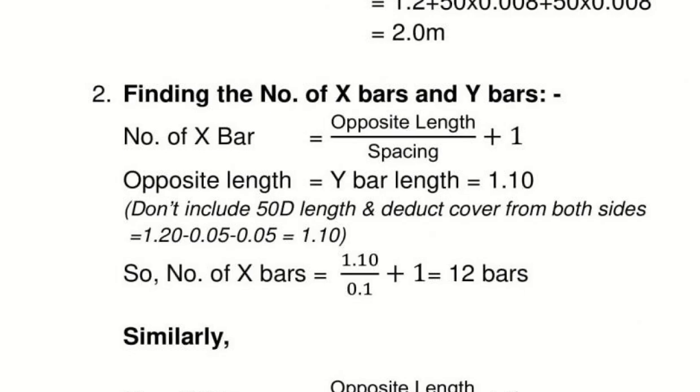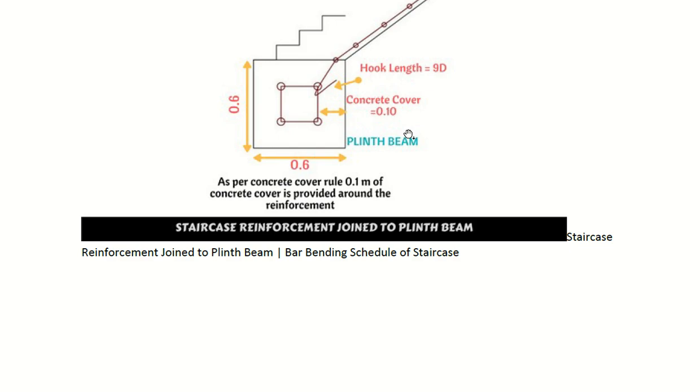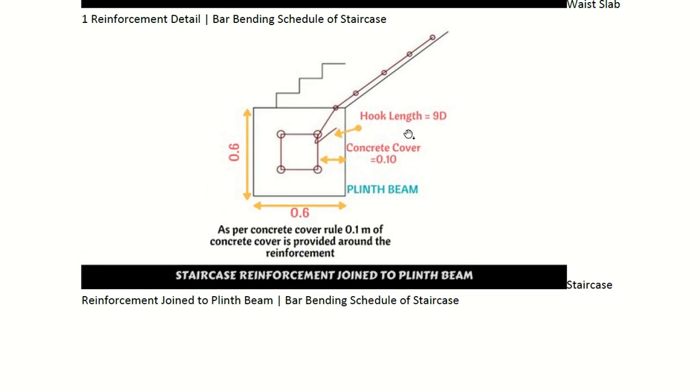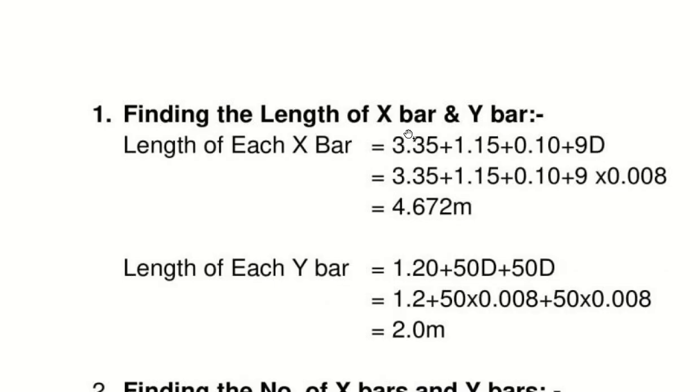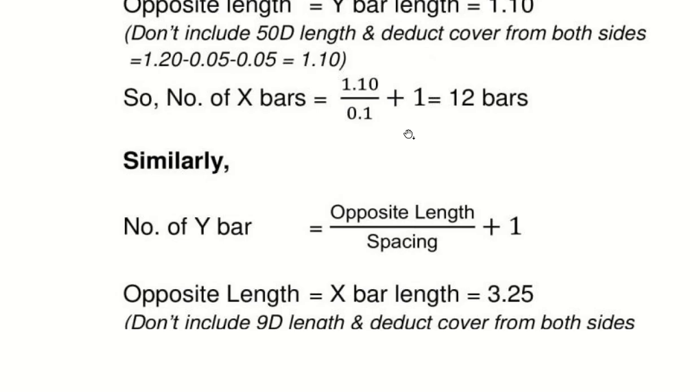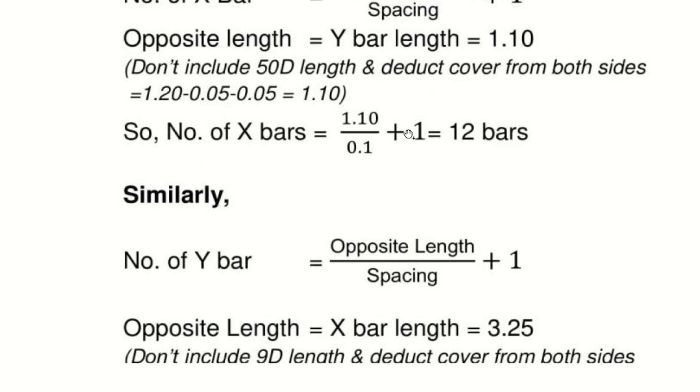When you are calculating the length, you have to keep in mind that you do not take the spacing which is going into the landing. The spacing is within the waist slab, not in the landing. So this is not part of spacing. Spacing is in the slab itself, minus the cover. Okay, so this is okay for the x bar and for the y bars.